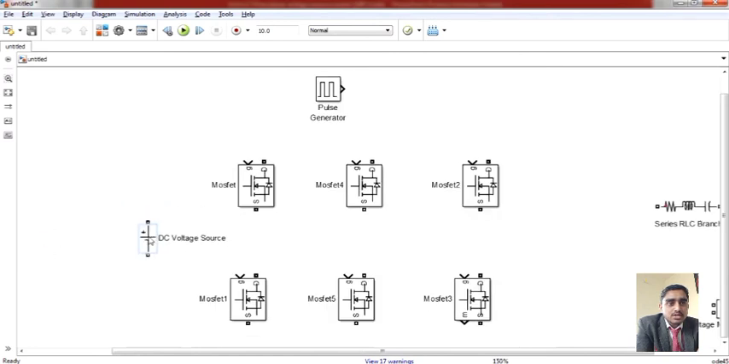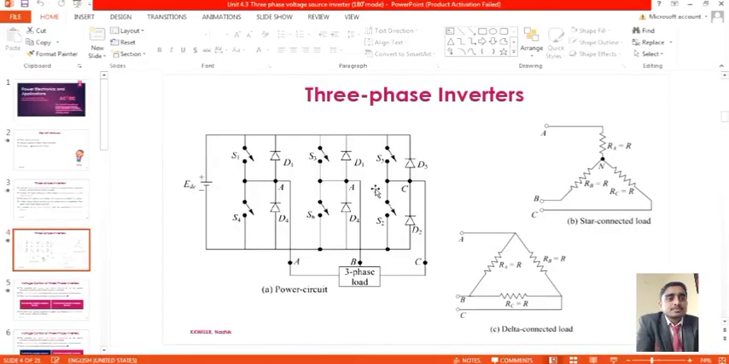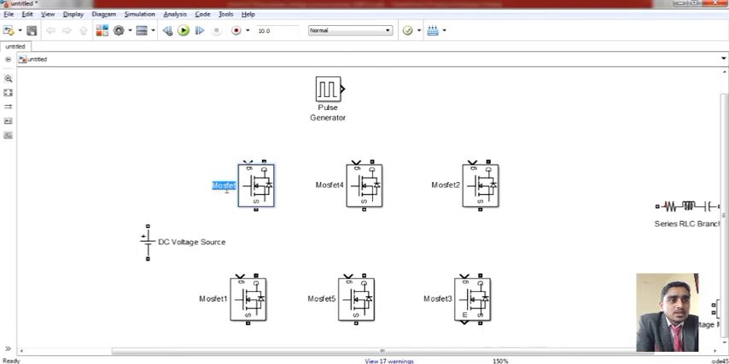So I will connect the drains of the upper layer MOSFETs, and then we will connect the positive of the DC source to the upper layer drain terminal of the MOSFET, and the negative terminal of the DC source will connect to the source terminal of the lower MOSFETs. And then we will connect the M1 source to the M4 drain, M3 source to the M6 drain, and M5 source to the M2 drain.